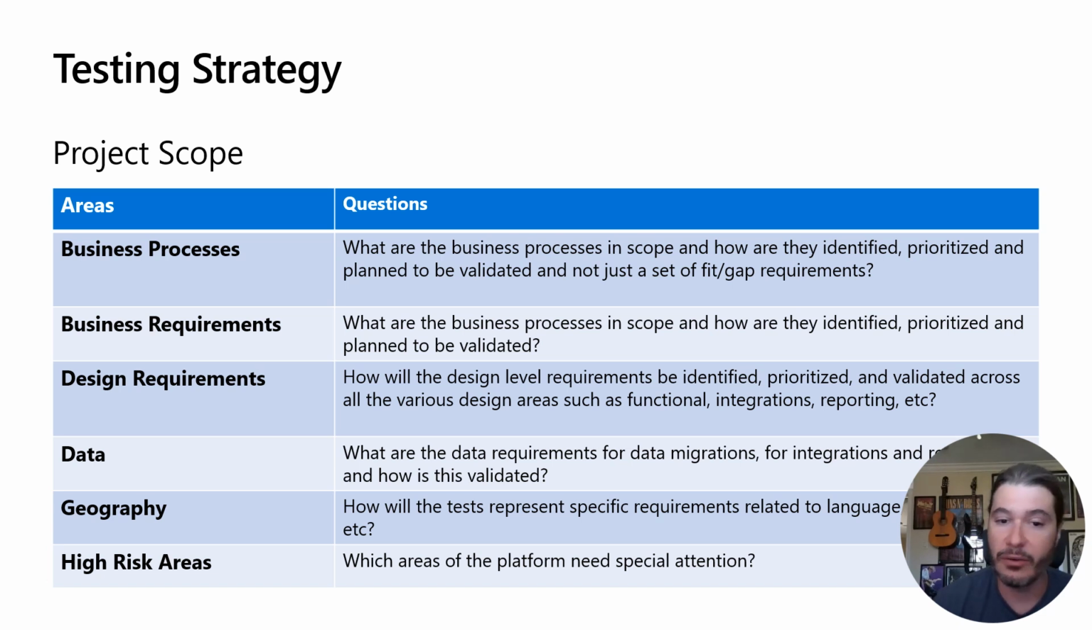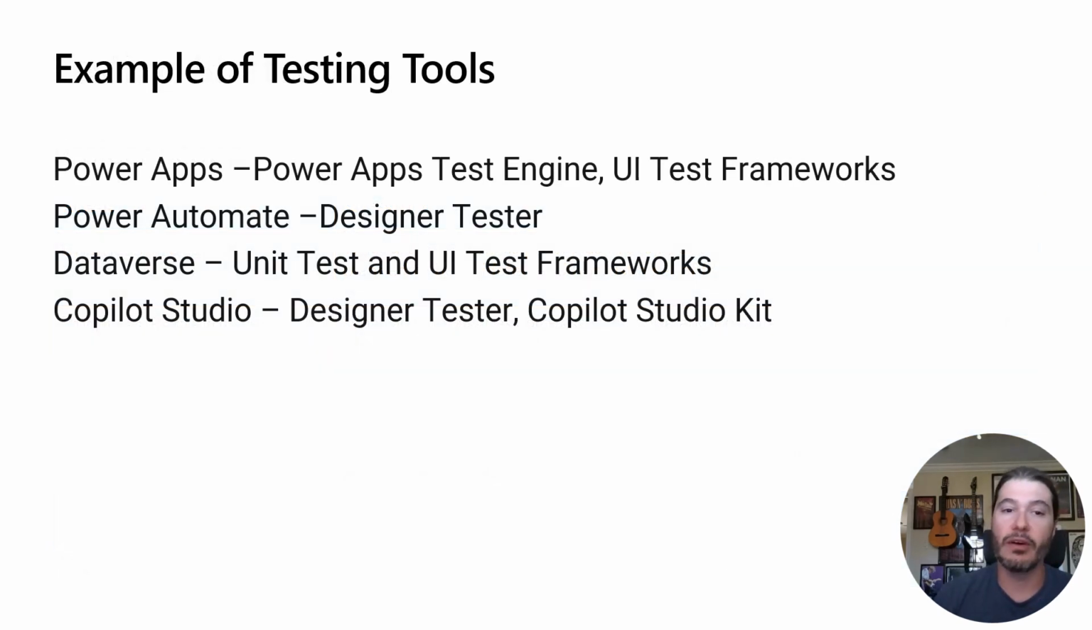For geo, how do you make sure you're testing for specific requirements, maybe related to language, maybe related to regulatory standards that are within each geo, for instance. And we call it high risk again with the criticality workload. Make sure you've identified what needs special attention and that you do have a test in place for those critical workloads. All right, let's move on to the testing tools.